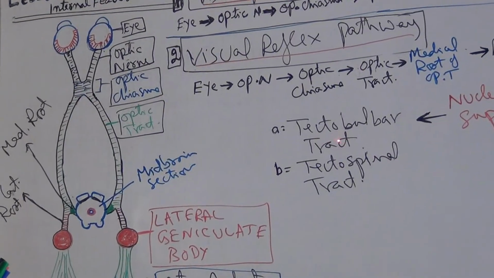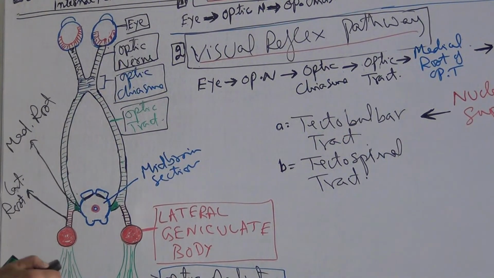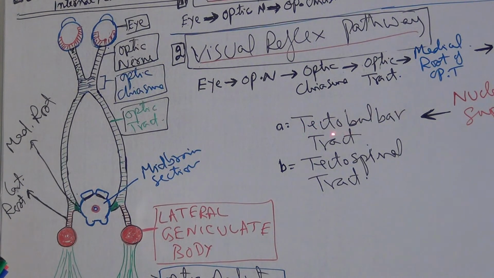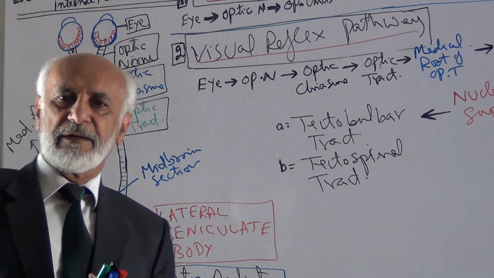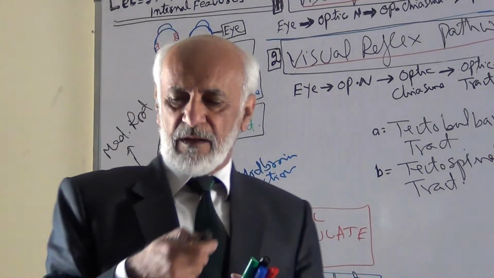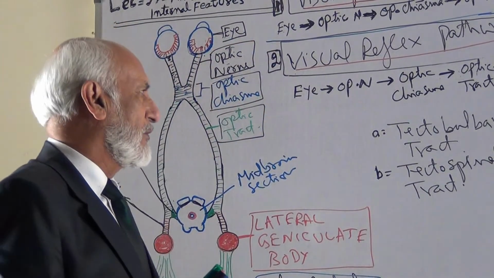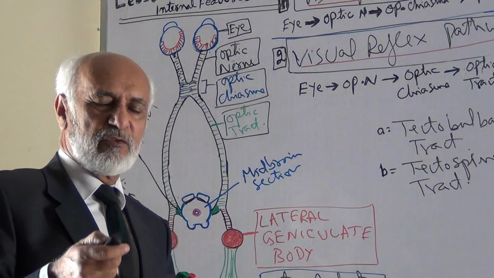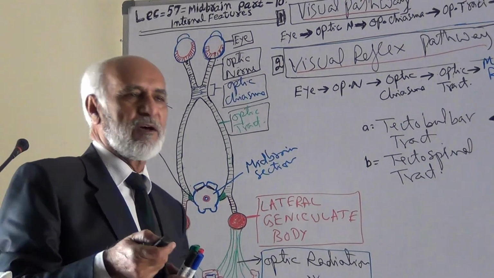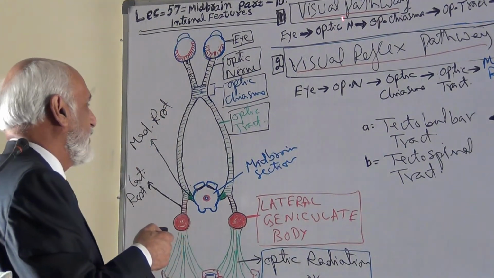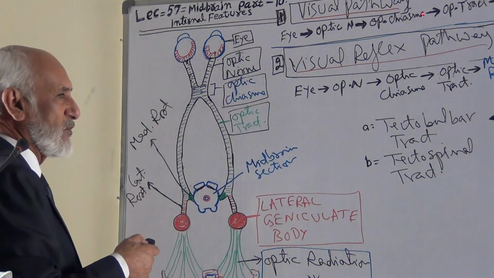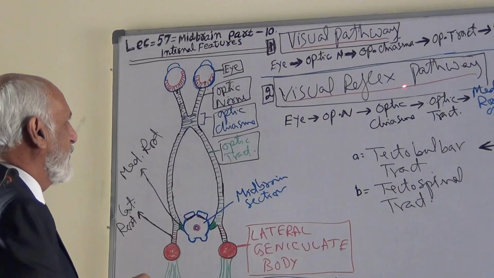The tectobulbar tract arising from the nucleus of superior colliculus terminates in the motor nuclei of medulla oblongata, and the tectospinal tract arising from the nucleus of superior colliculus enters the spinal cord and terminates at the anterior horn of the spinal cord, and they supply various muscles for movements of the body in response to a sudden flash of light. So these are the two pathways. Number one, visual pathway, and then the visual reflex pathway.